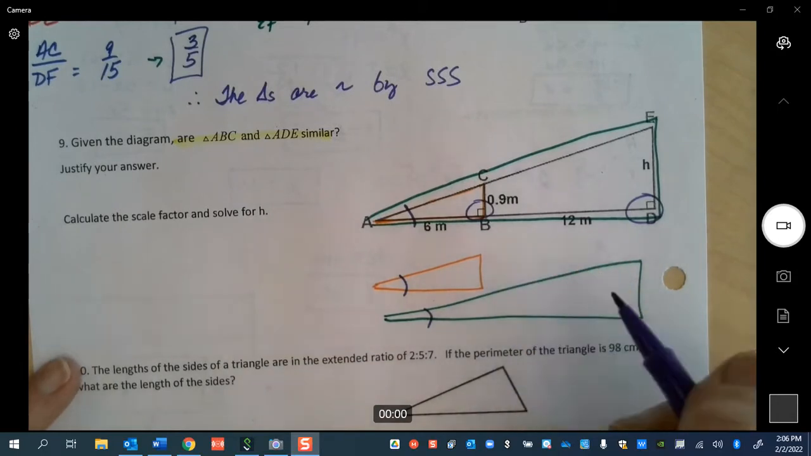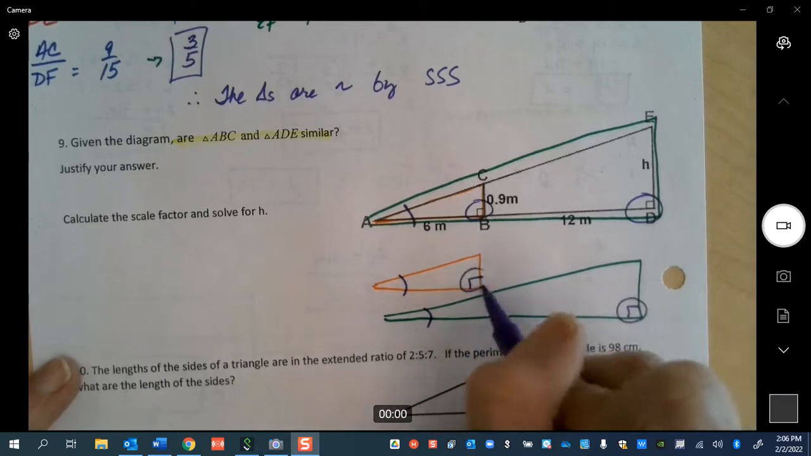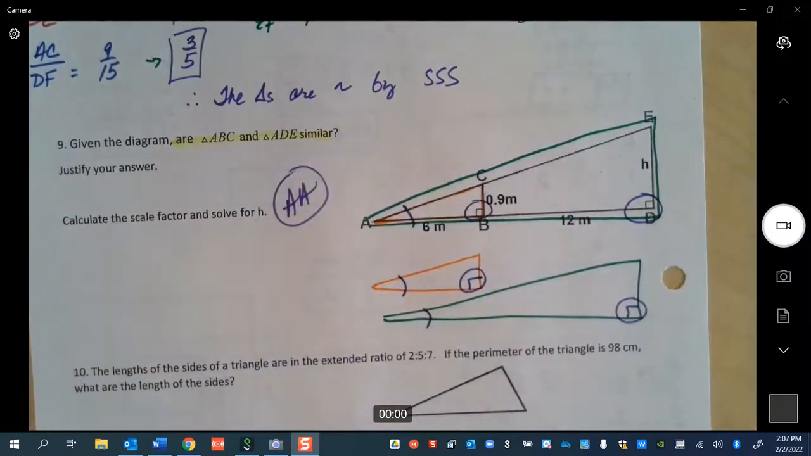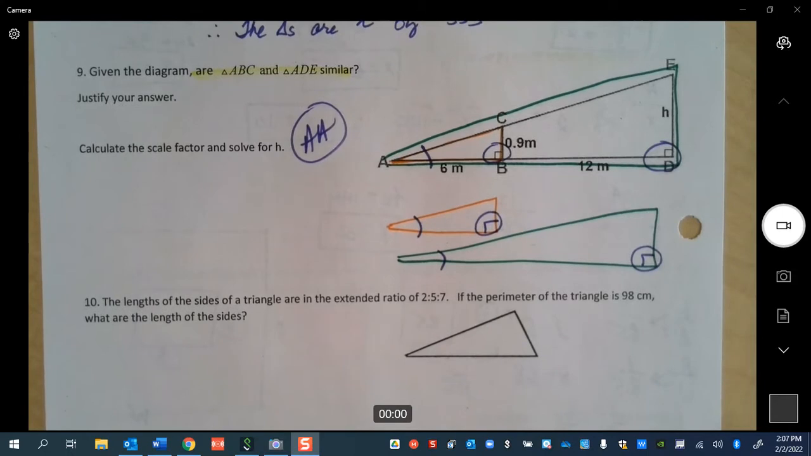Anybody? What else do I know? Yeah, they both have right angles. So if they both have right angles, and I know all right angles are congruent, I know right away I've got angle-angle similarity. That's all I need. I don't even need to mess with the sides. Don't even bother. Because for this one, I've got angle-angle similarity, not a problem.